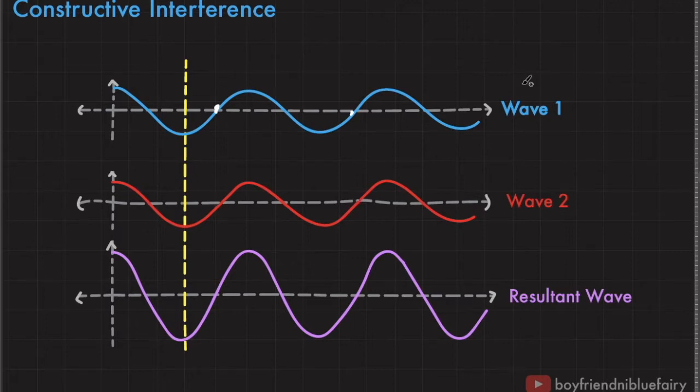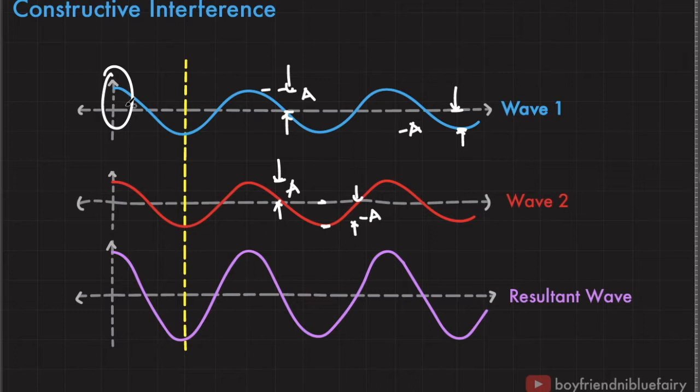So for example, if wave 1 has an amplitude of A, then this wave 2 also has an amplitude of A. So if you measure it from the equilibrium position to the trough, then this is equal to negative A. And the same goes for wave 1. If you measure this length from equilibrium position to the trough, then this is equal to negative A.